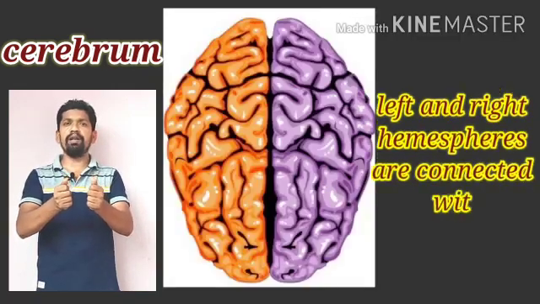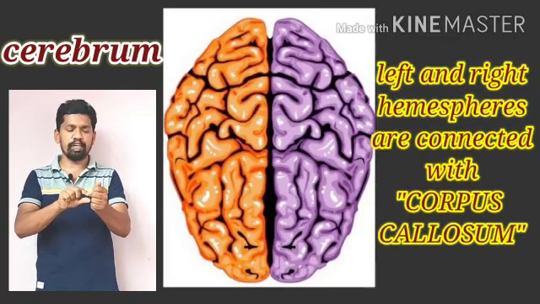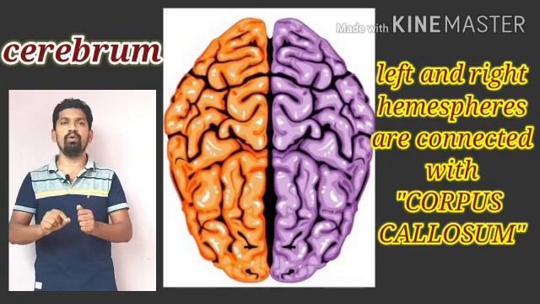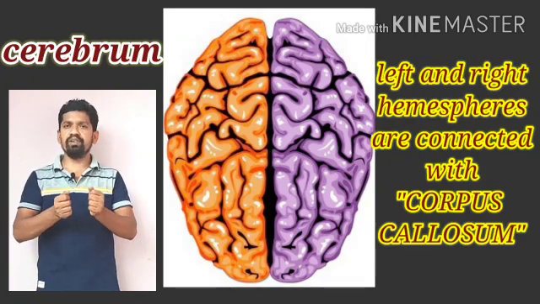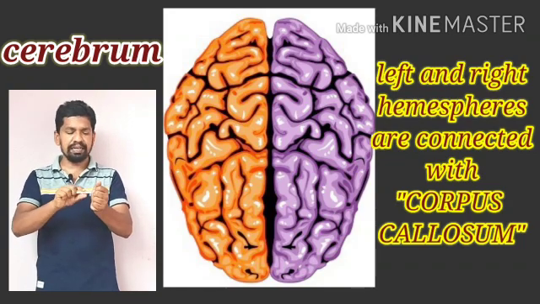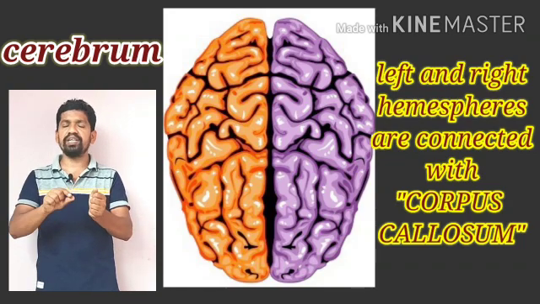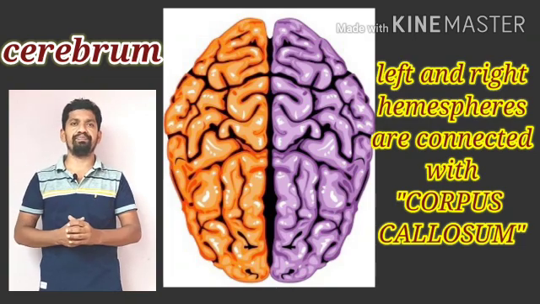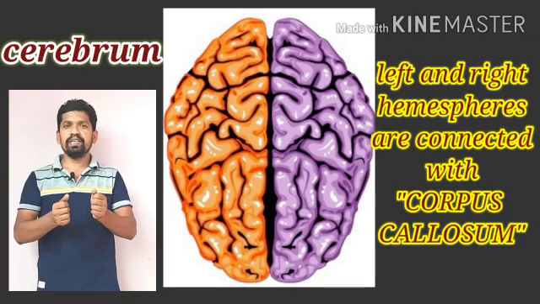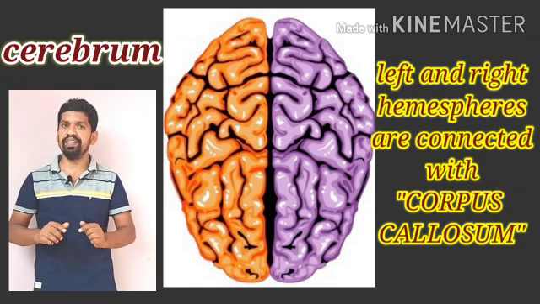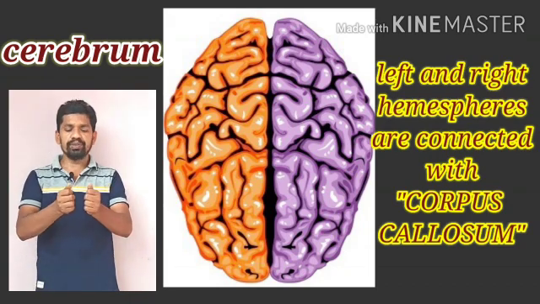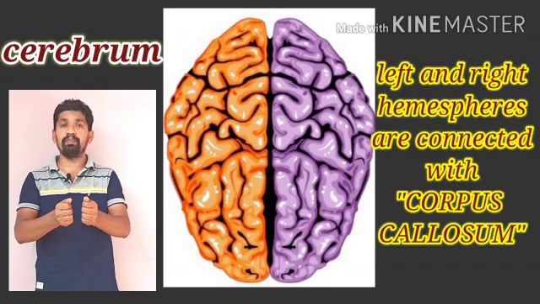Now the two cerebral hemispheres are tightly connected by a bundle of neurons known as the corpus callosum. Left and right cerebral hemispheres are connected by a structure known as the corpus callosum. Now the cerebrum, the large brain, is the highest place for control and coordination. The two lobes are known as the right and left cerebral hemispheres.